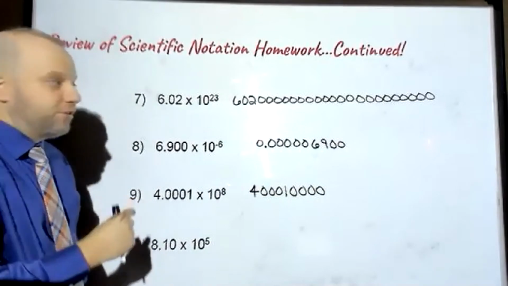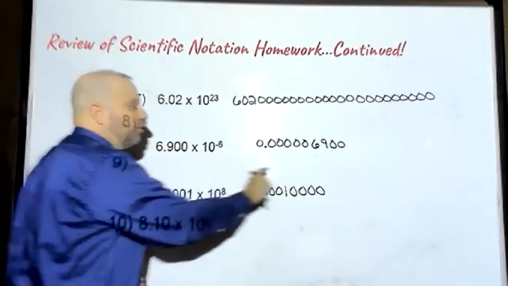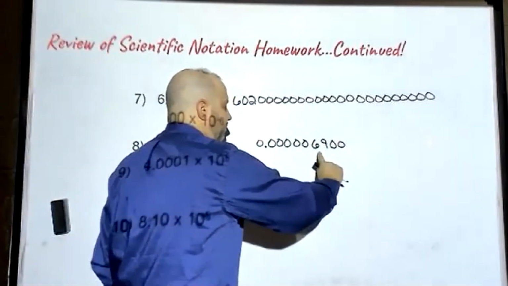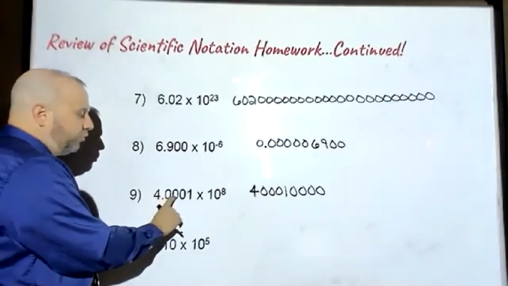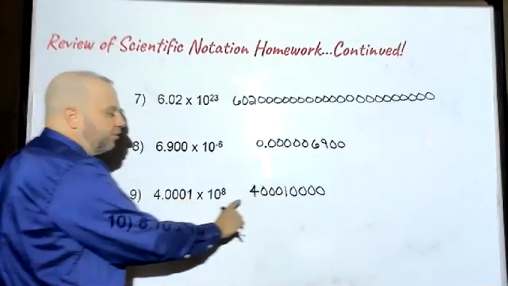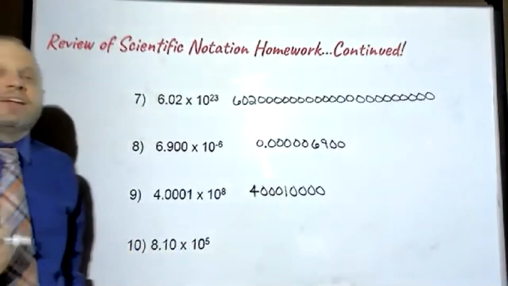Just a reminder, I forgot to mention this in the previous problem. We have 4 significant figures here. We maintain 4 significant figures here. In this example, we have 1, 2, 3, 4, 5 significant figures. Here we have 1, 2, 3, 4, 5 significant figures.